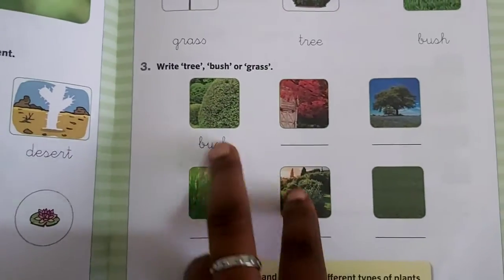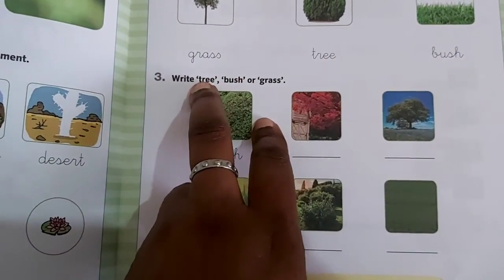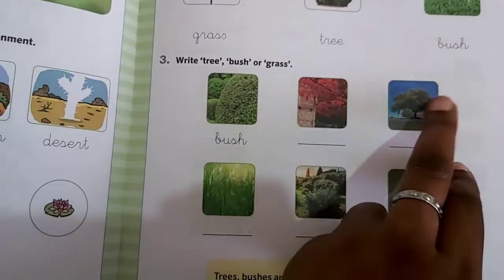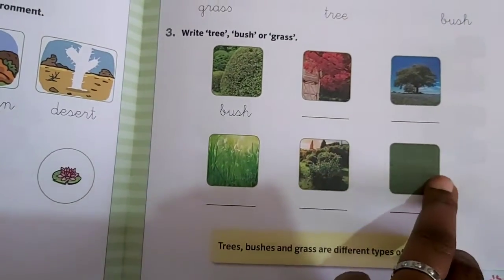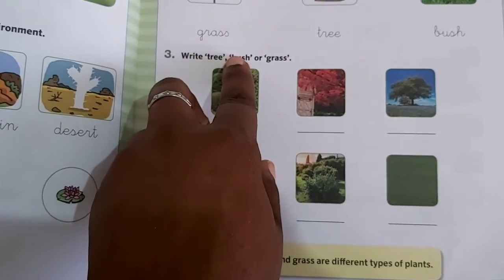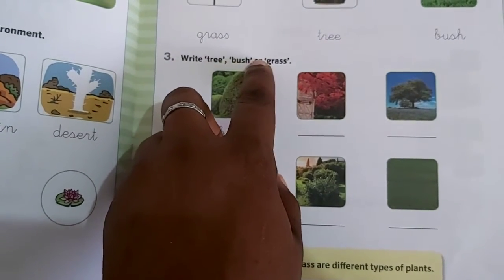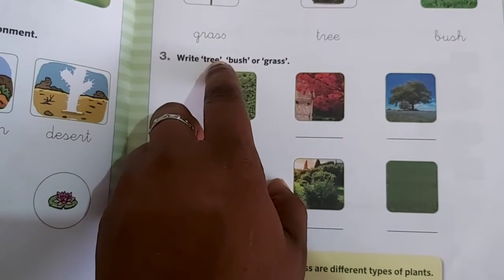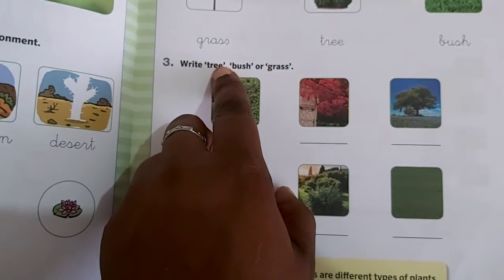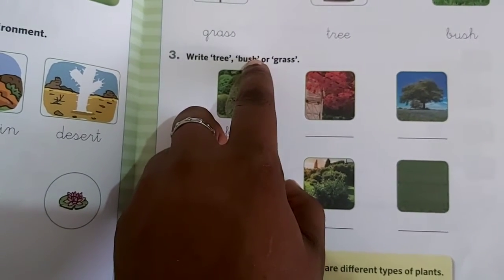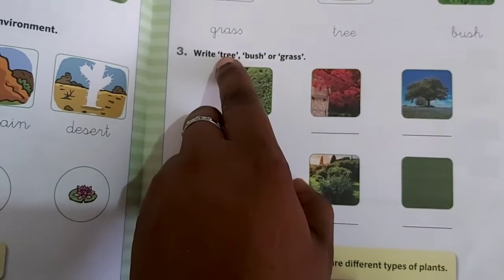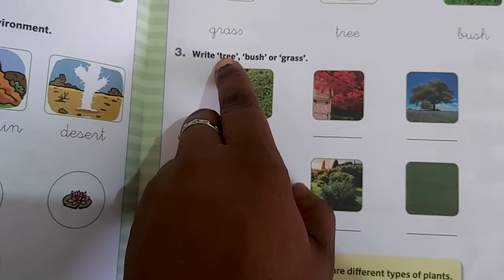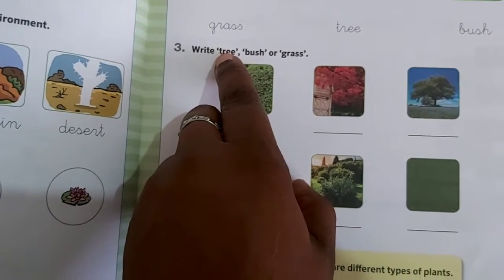And then you come here, you write tree, bush, or grass. So what is this? It's already done for you, okay? So you're going to write this, write this, write this, write this, and write this, using these 3 words: tree, bush, and grass. And what are these, guys? Remember, we did this yesterday. These are types of plants. Remember, we have tree, bush, and grass. Trees have trunks. Bushes have stems. And grasses have thin leaves.